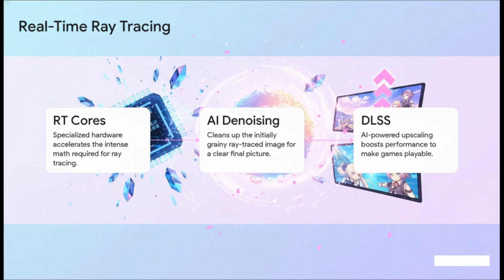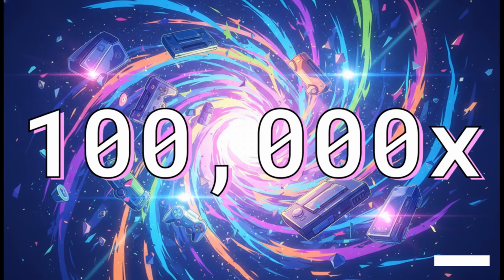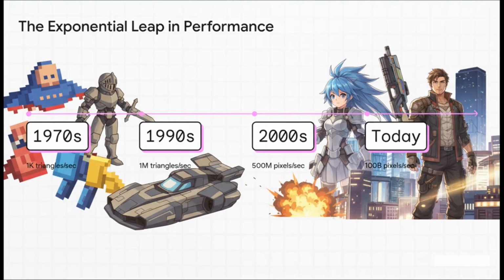So after this whole trip through the history of game graphics, let's just step back and look at the big picture. How far have we actually come in terms of pure raw power? The number might actually blow your mind. Let's try to put this in perspective, okay? Back in the 70s, computers could draw maybe 1,000 triangles per second. By the 90s, we hit 1 million. In the 2000s, that number exploded to hundreds of millions of pixels per second. And today, modern GPUs can push over 100 billion pixels every single second. That isn't just a big jump. It is an exponential explosion of computing power.